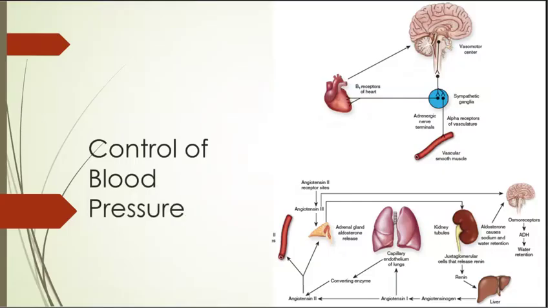When the blood pressure falls, the sympathetic nervous system quickly increases the heart rate and constricts blood vessels, while the RAAS system causes vasoconstriction and retains sodium and water through aldosterone and ADH, all of which work together to raise the blood pressure.